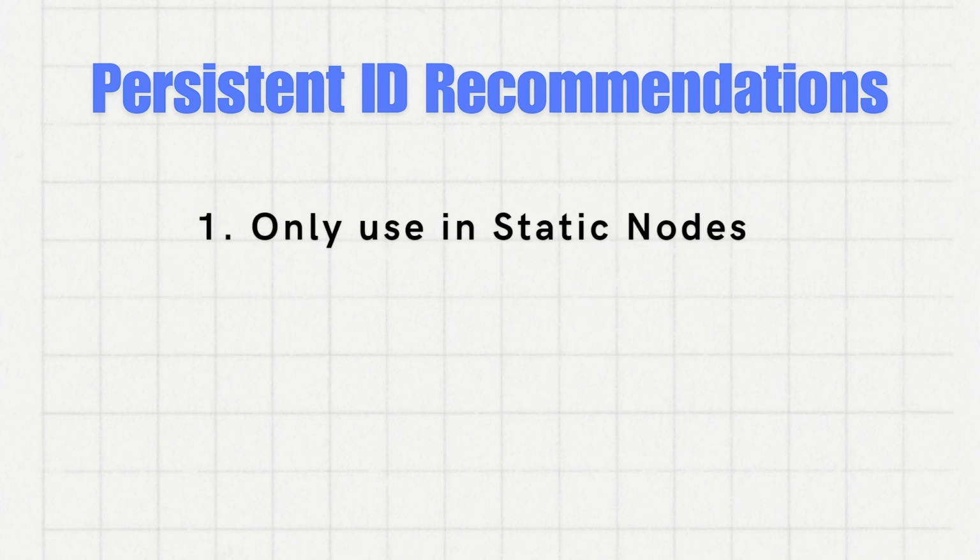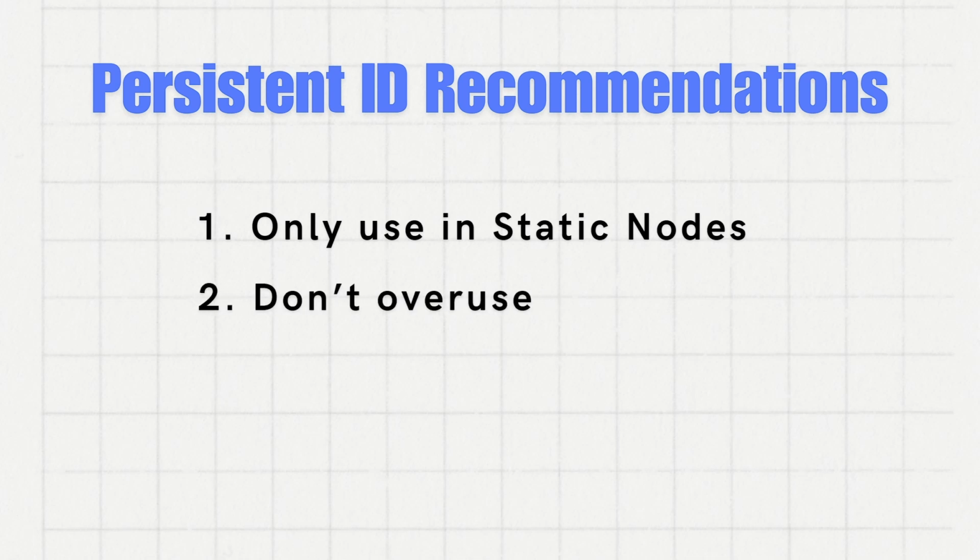Number 1. Only use it on static nodes. This is because the instance ID of the node is being used to map the unique ID. It works great with static nodes since the node has a predefined instance ID. If you enable this on a dynamically created node, the instance ID will always change, and that means the unique ID also changes since the old instance ID does not exist anymore.